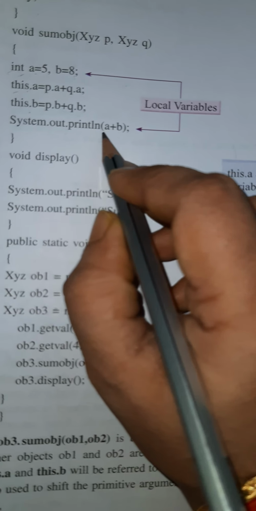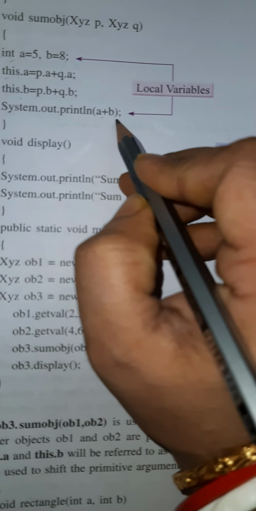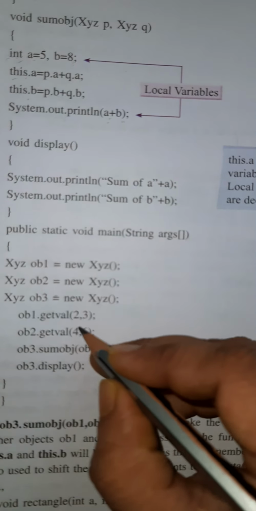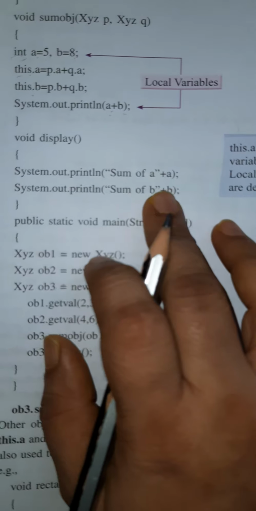And then when I am using this, a plus b will give you the value of 5 plus 8, whereas this value will be different, that value will be 6 and 9. So the display is there, sum of a and sum of b. Here it will display 5 plus 8. So it is local, declared inside.